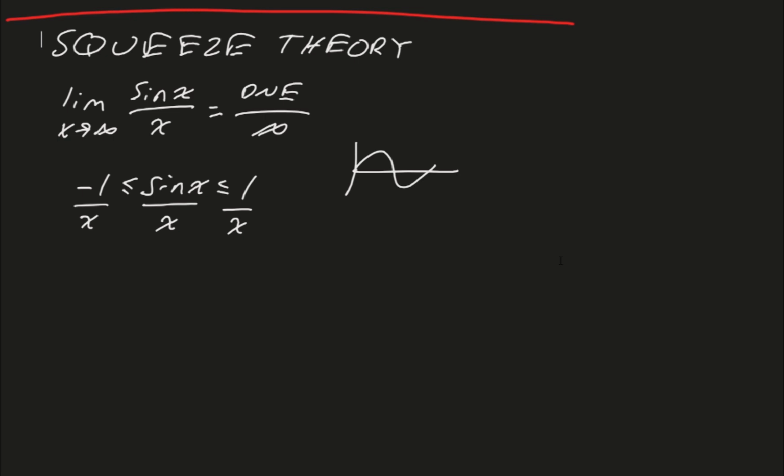And if we know anything about limits, we can apply them to every single piece of this expression, and it will still be equivalent. Remember, we can do anything to any piece of this as long as we do it to all of the pieces. So that means the limit of -1 over x is less than or equal to the limit of sine of x over x, which is also less than or equal to the limit of 1 over x. And of course, it's as x approaches infinity.